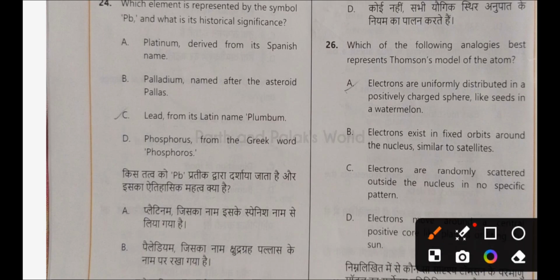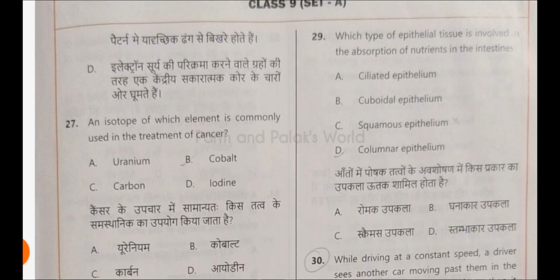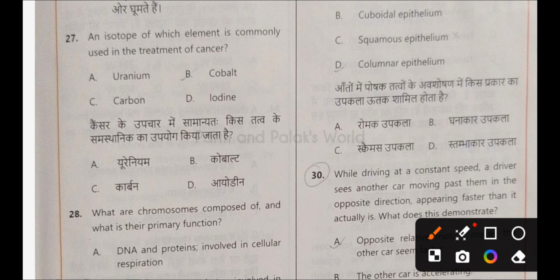Question number 26. Which of the following analogies best represents Thomson's model of the atom? The answer would be option A. Electrons are uniformly distributed in a positively charged sphere, like seeds in a watermelon. Moving on to question number 27. An isotope of which element is commonly used in the treatment of cancer? The answer of this question would be option B.